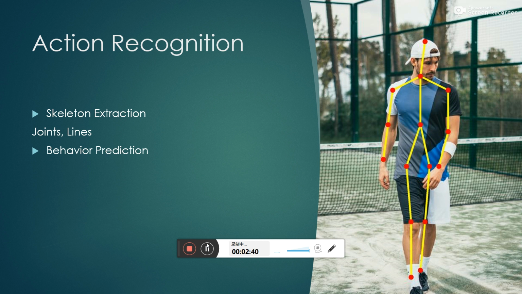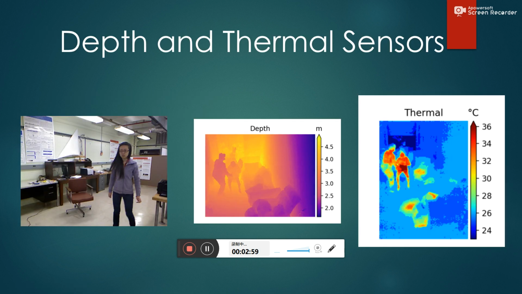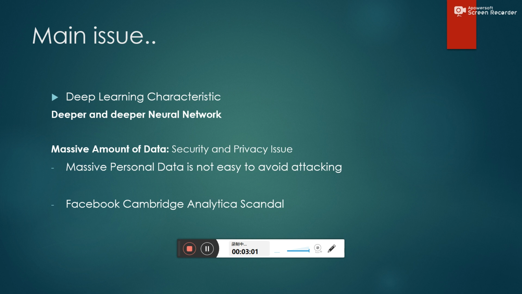And the next stage is behavior prediction. After we get the skeleton, we can apply it for predicting the behavior. However, the main issue of deep learning task has also raised, since deep learning has two characteristics. First, the neural network becomes deeper and deeper.